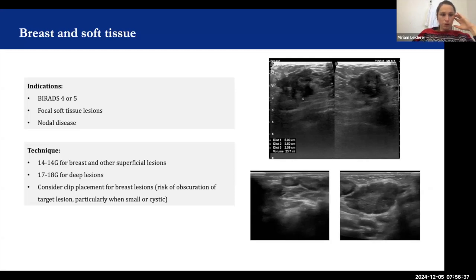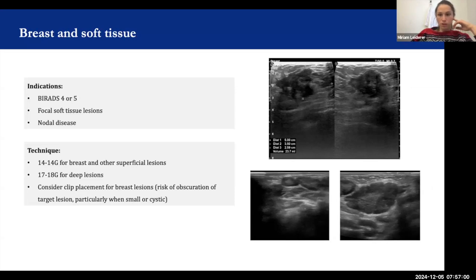For technique, you usually use 14 to, that's supposed to say 16 gauge for breast, and for other superficial lesions, you just get a larger core. It's better for molecular analysis, and for lesions that are that superficial, the risk is just quite low. For deep lesions, 17 or 18 gauge.